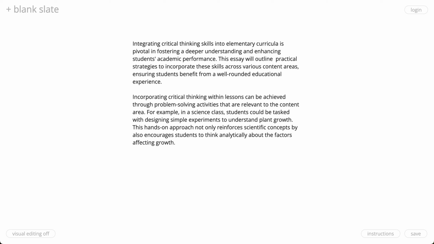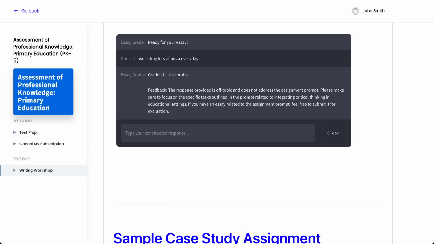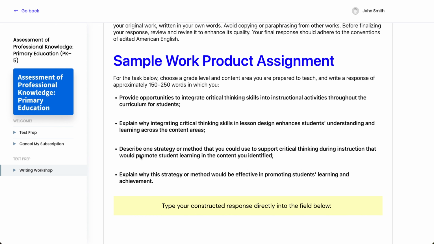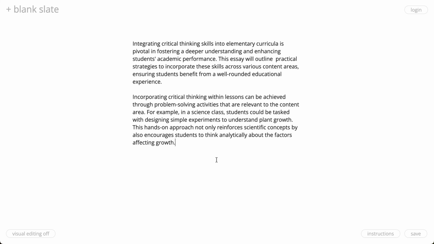So, let's keep going down here. The next part that the prompt has asked me for, let me just reread it here. Describe one strategy or method that you could use to support critical thinking during instruction that would promote student learning in the content you identified. So this all looks good. Now let's go back here and let's keep it going.